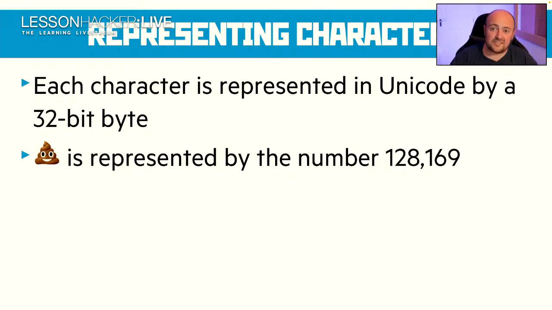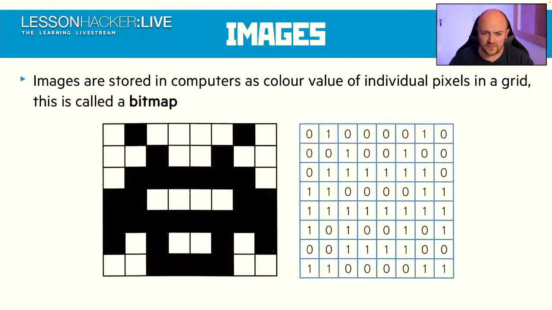Text. Text is represented by every letter, every symbol having a unique binary value. In Unicode, that's a 32-bit byte, so 4.2 billion possible numbers. That means we can include emojis. The pile of poo emoji is actually the number 128,169. So when a computer sees that, it goes and loads that image into memory and goes, bloop, there we go.